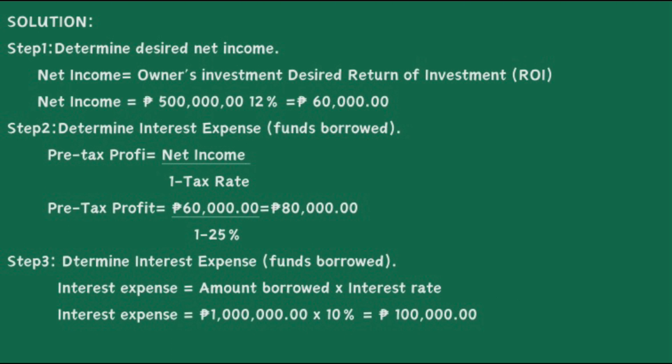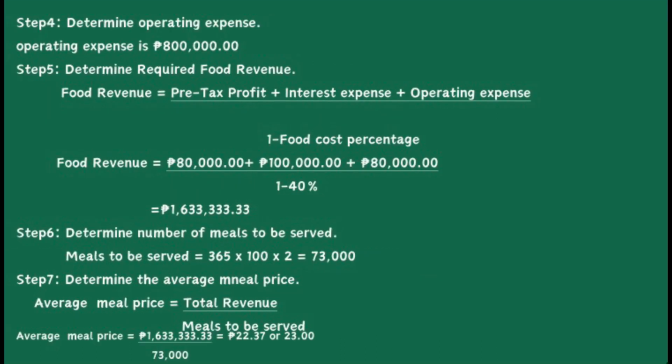Step 2, determine pre-tax profit. Pre-tax profit equals net income divided by 1 minus tax rate, equals 60,000 pesos divided by 1 minus 25%, equals 80,000 pesos. Step 3, determine interest expense. Interest expense equals amount borrowed times interest rate, equals 1 million amount borrowed times 10% interest rate equals 100,000.